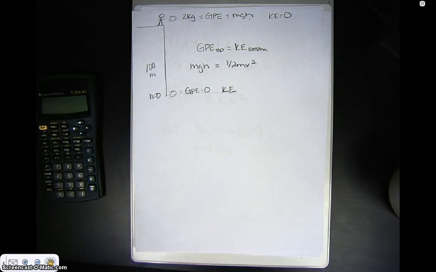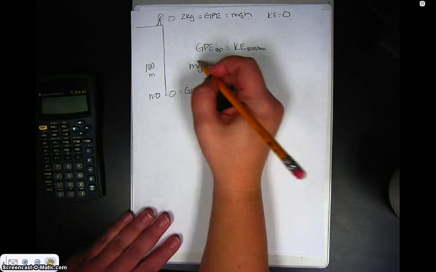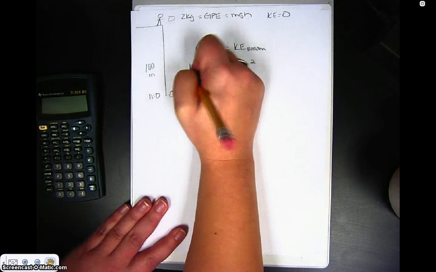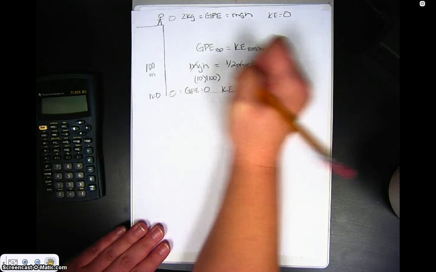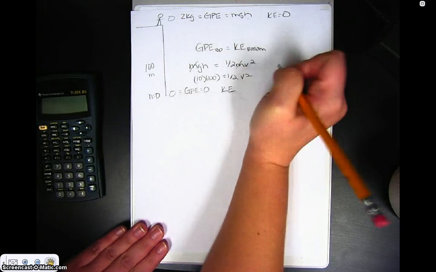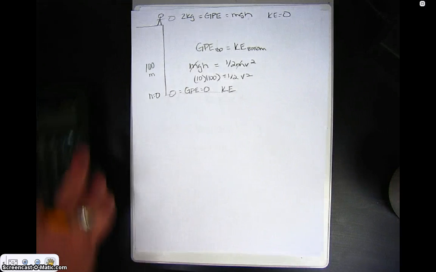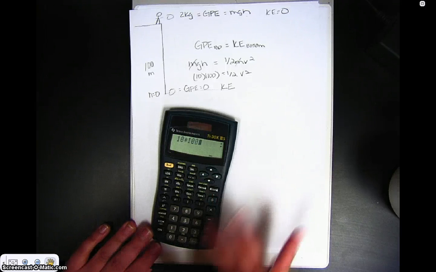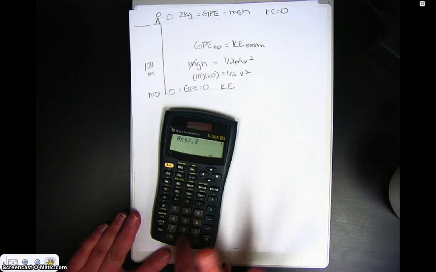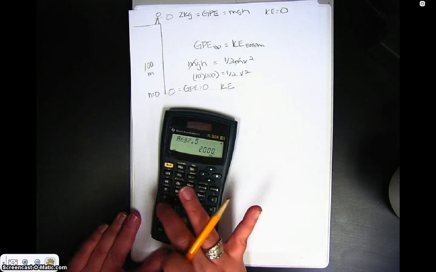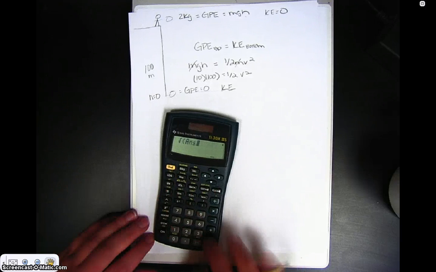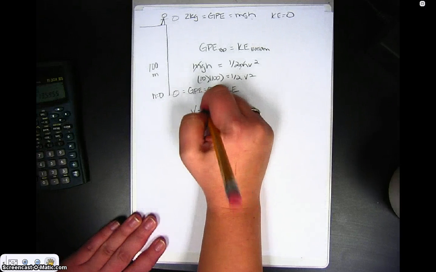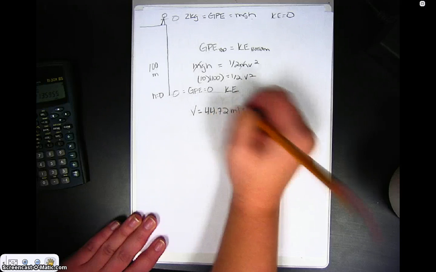And I know the ball has a mass of 2 kilograms, but if we look at the equation, we've got mass on both sides, so we don't even need to know that. So we would just do 10 for gravity times 100 for the height of the cliff is equal to 1/2 v squared. So if we solve for v, we get 10 times 100, and then we're going to divide that by 0.5, and then we would just take the square root. Alright, so it's 44.72 meters per second. So the velocity at the bottom will be 44.72 meters per second.